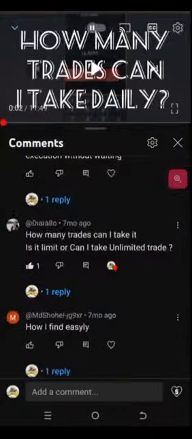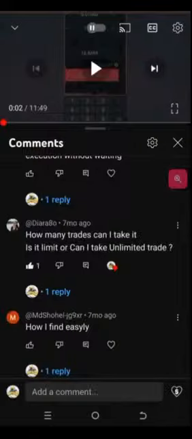So I'll just take one more question. It says, how many trades can I take? Is it limited, or can I take unlimited trades? Actually, you can take as many trades as will get executed with a limit order. Depending on the volume, the liquidity, and the movement of price, your trade can get executed within minutes, right? And once it gets executed, you can take out another trade. You don't have to wait like just one trade a day. No, you can do several trades within a day. It's unlimited, you can take it as many times as you want, as long as it gets executed.